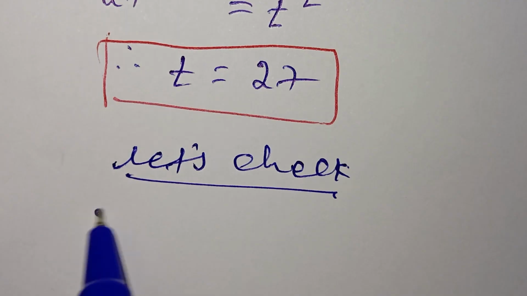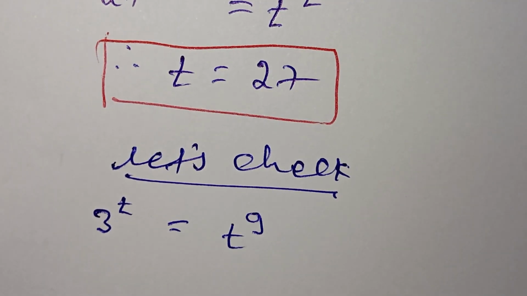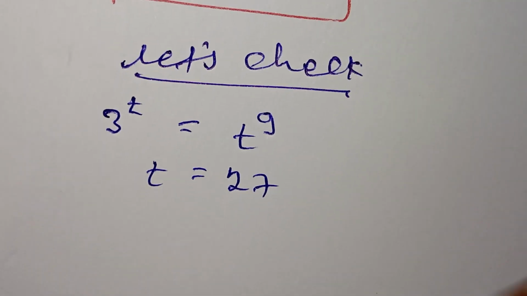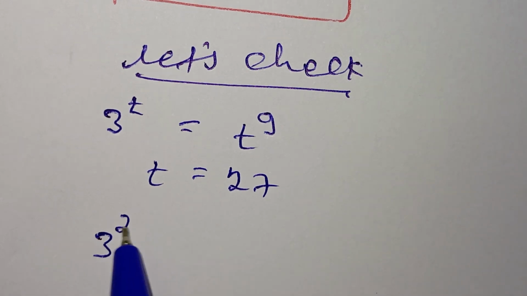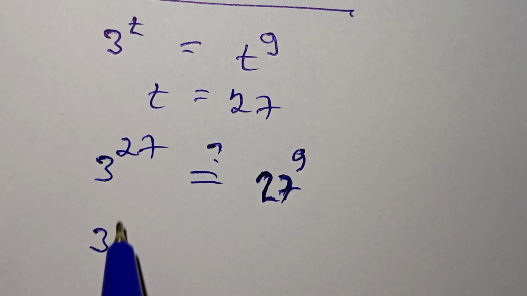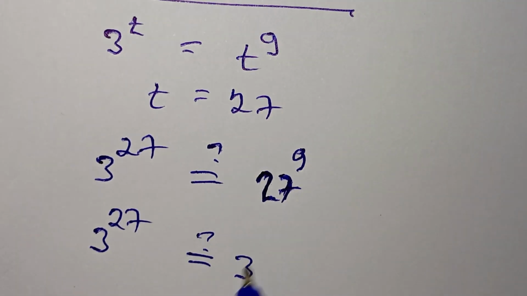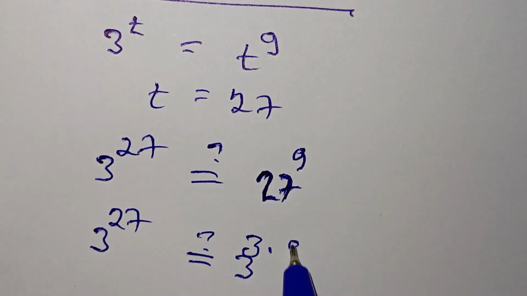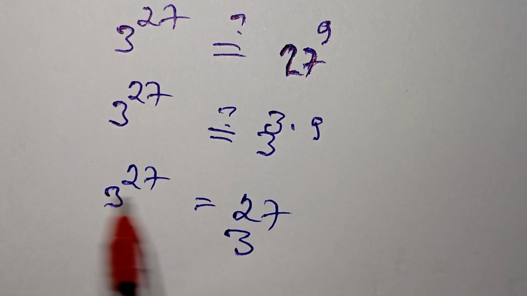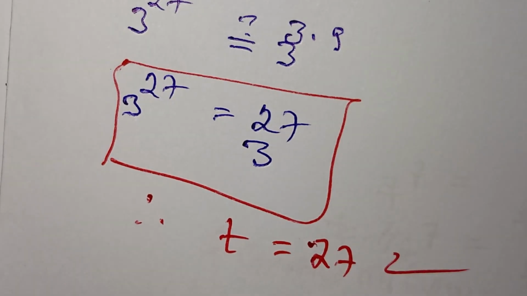Let's check: 3 to the power of t is equal to t to the power of 9. So t is equal to 27. Is 3 to the power of 27 equivalent to 27 to the power of 9? 27 means 3 to the power of 3, times this 9, so 3 to the power of 27 is equal to 3 to the power of 27. Therefore, t equal to 27 is the right answer.